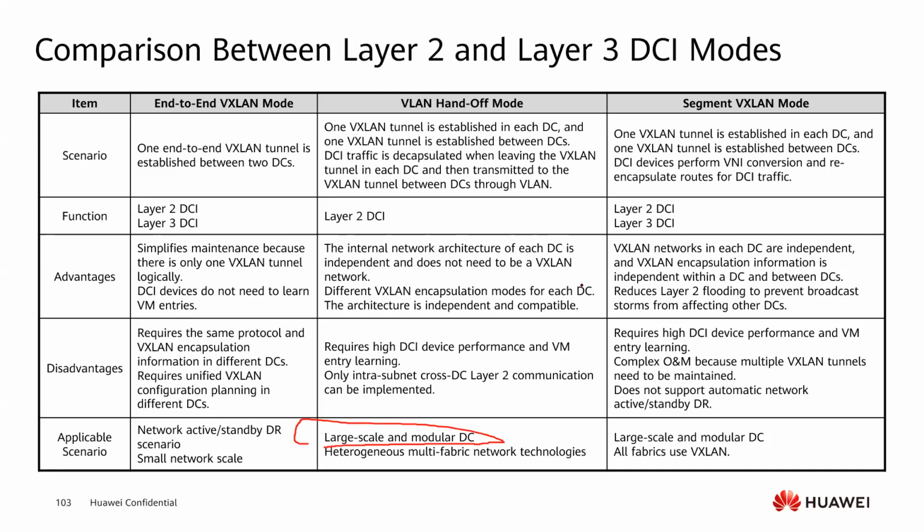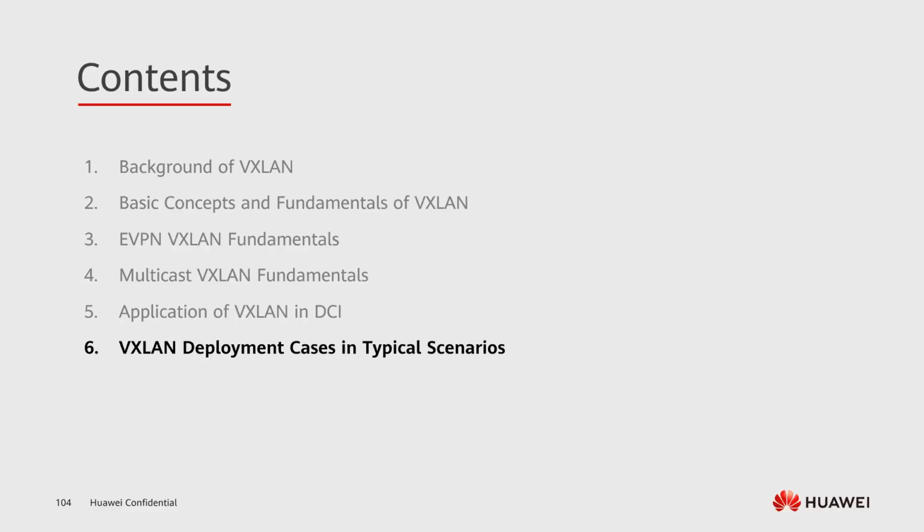All right, and for the segment VXLAN, you can use it for both Level 2 DCI and Level 3 DCI, and it doesn't require you to plan the VXLAN in different data centers in the same way. All right, so you will find that normally in the real network we will use the segment VXLAN, but the configuration is the most complex compared to other ways.